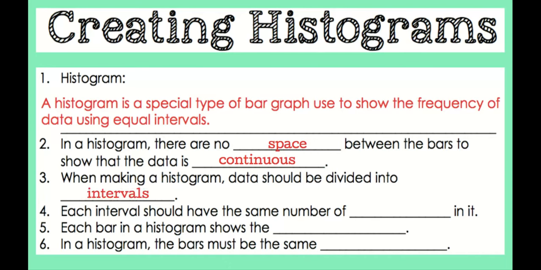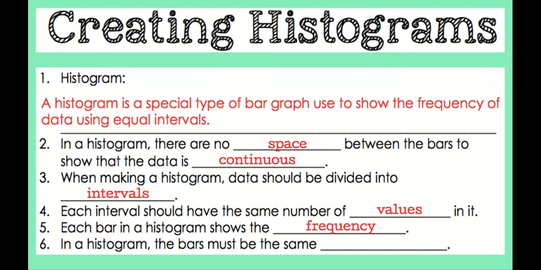When making a histogram, data should be divided into intervals. Each interval should have the same number of values in it. So 0 to 4 has 5 numbers in it, 5 to 9 has 5 numbers in it, and 10 to 14 has 5 numbers in it. So that's an example of intervals.